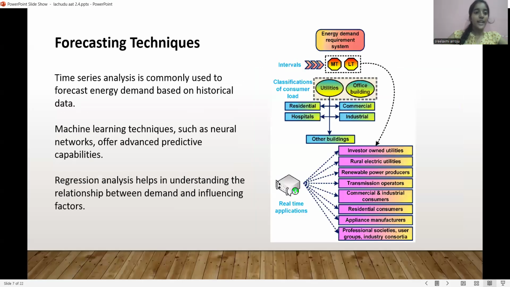Forecasting techniques. Time series analysis is commonly used to forecast energy demand based on historical data. Machine learning techniques such as neural networks offer advanced predictive capabilities. Regression analysis helps in understanding the relation between demand and influencing factors.